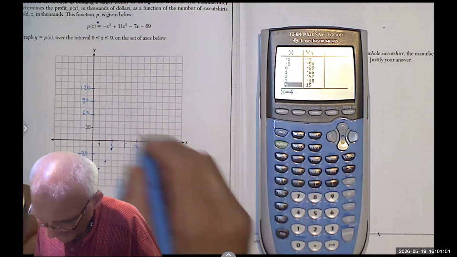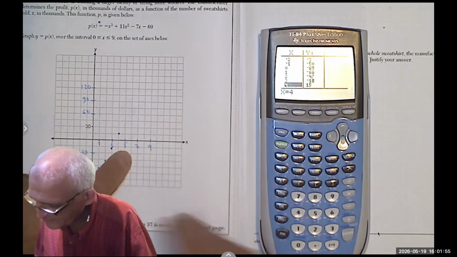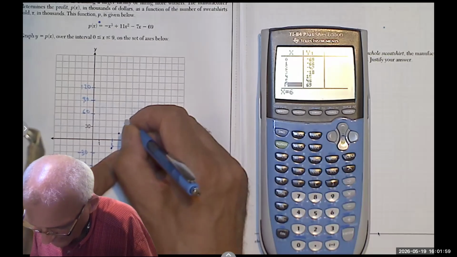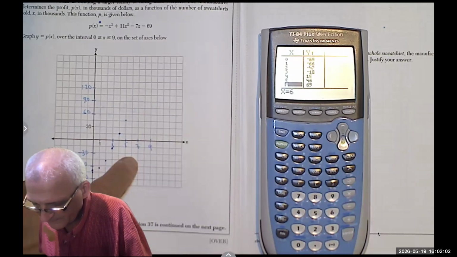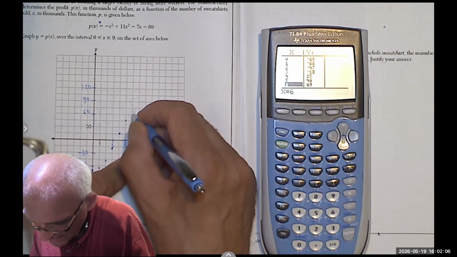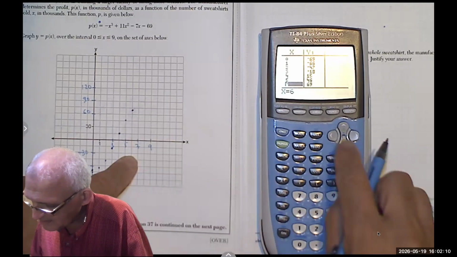At 4, I get positive 15. So I'm here midway between 0 and 30. At 5, I get 46. This is 45. So roughly touching 45. At 6, I have 69. This is 60. This is 75. So maybe 69 would be somewhere here.